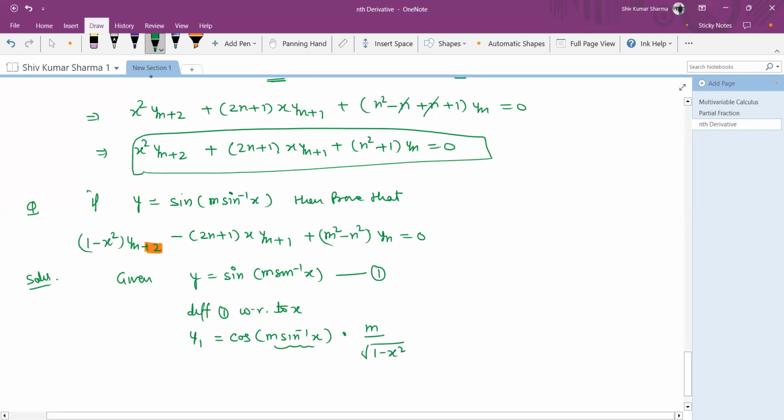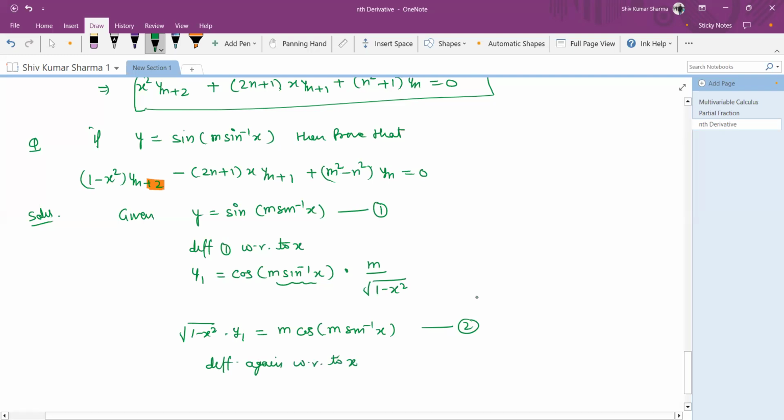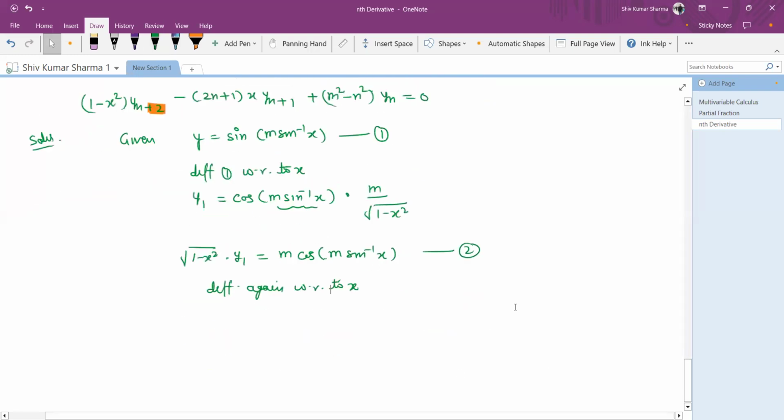Differentiation of sin inverse x is 1 upon root 1 minus x square. Now we can write this term as root 1 minus x square into y1 is equal to m cos(m sin inverse x). So this is our equation number 2. So differentiate again with respect to x.